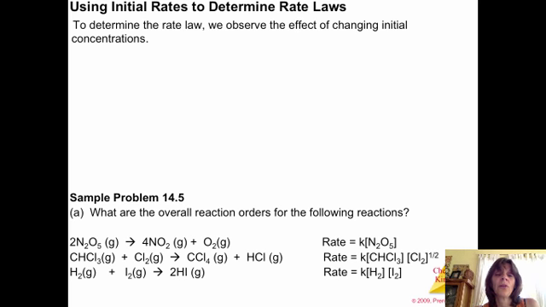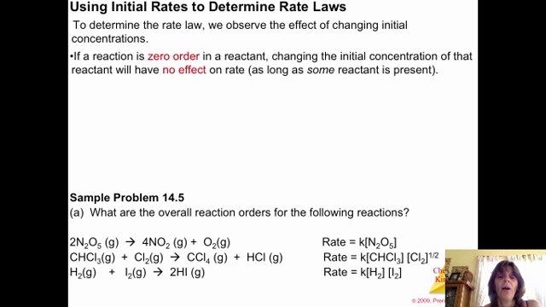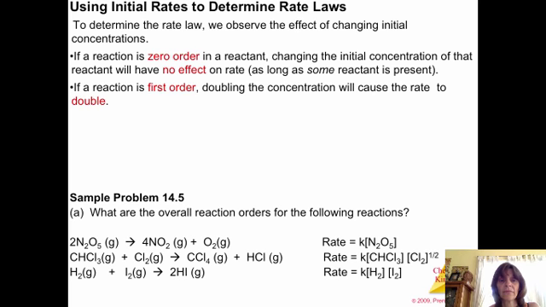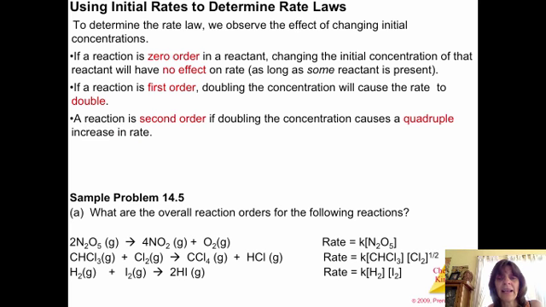All right. So to determine the rate law, we observe the effect of changing initial conditions. We didn't talk about it, but there is a zero order reactant. If you change that initial concentration and it doesn't have any effect on the rate, as long as some is present, well then that's called a zero order reaction. If the rate is first order, as in the one we just looked at, doubling the concentration will cause the rate to double. A second order is when doubling the concentration causes a quadruple rate.